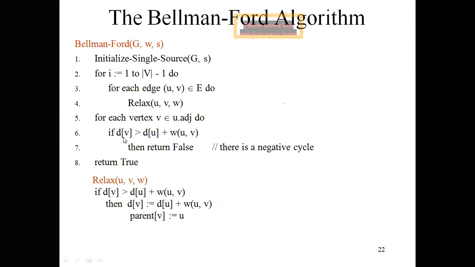If d of v, that is distance of v, is greater than d of u plus w of u comma v, so we are checking the condition. w of u comma v is the uv edge weight and d of u is the weight at u. So if d of v, distance at vertex v, is greater than this value, then return false. There is a negative cycle. Already explained the negative cycle detection in the previous slide. If it is not there, then you can return true.